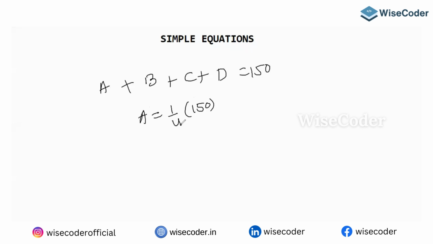Simple. One fourth of the total amount. So 150 by 4. Simple, guys. 150 by 4, that's going to be what? 37.5. That's what I'm trying to tell you.